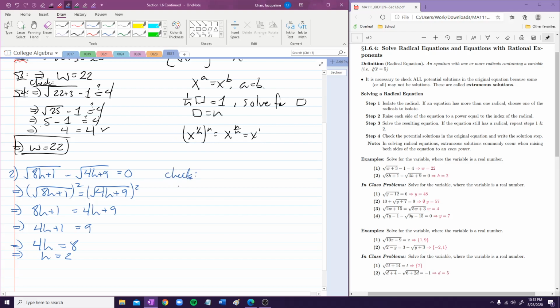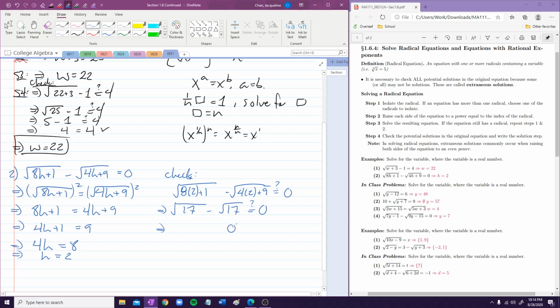Okay. So wherever I see an h, I'm going to plug in a 2, so I get the square root of 8 times 2 plus 1 minus the square root of 4 times 2 plus 9. Does this equal 0? 8 times 2 is 16 plus 1 is 17, and 4 times 2 is 8, 8 plus 9 is 17. So there's a square root of 17 and then minus the square root of 17.